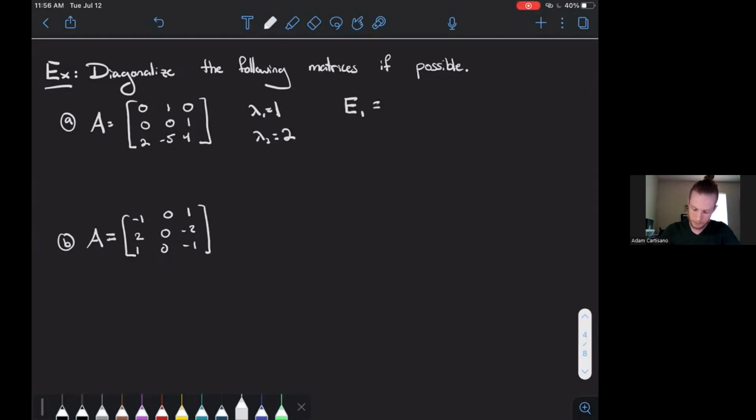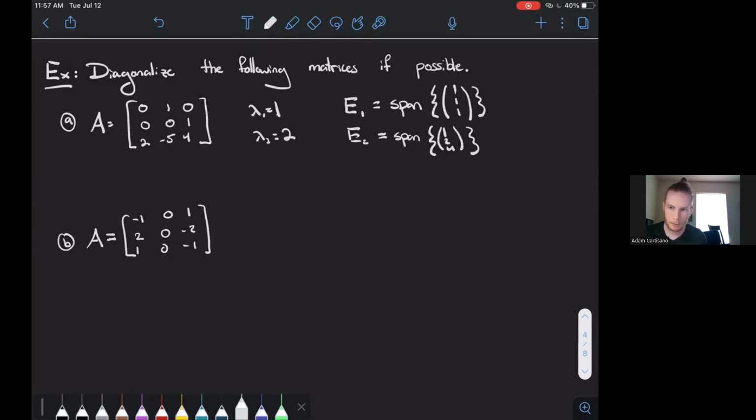E1 was the span of, I'm going to have to remember, copy that, oh, it was 1, 1, 1. And then E2 was the span of 1, 2, 4.